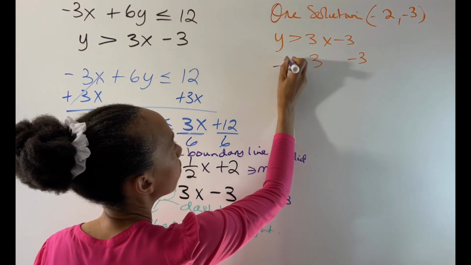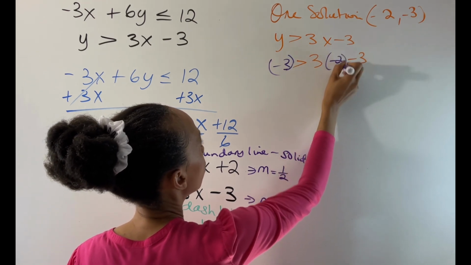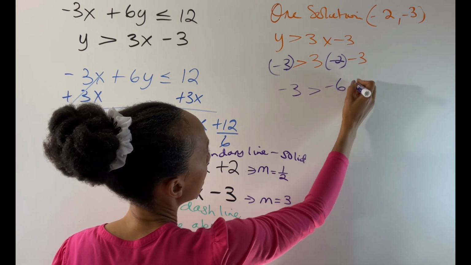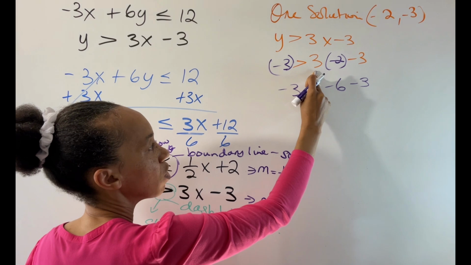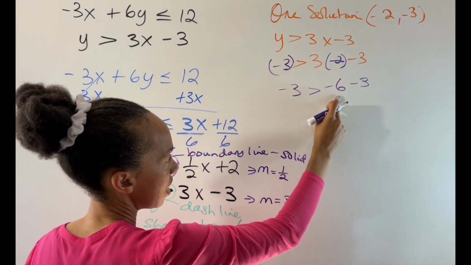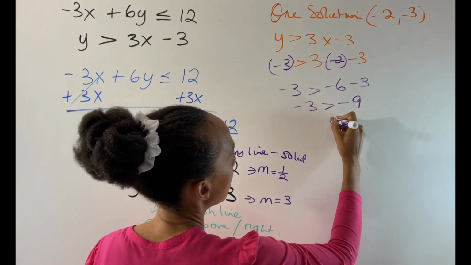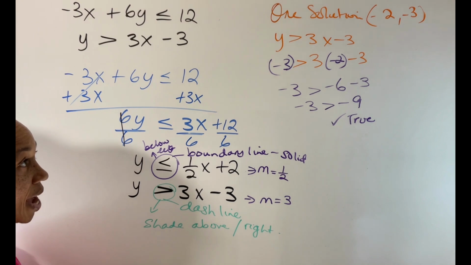So y is -3 and x is -2. So I will have -3 is greater than -6 minus 3, because you have here 3 times -2 is going to give you -6. -3 is greater than -9. And yes, this is true. So that is true.